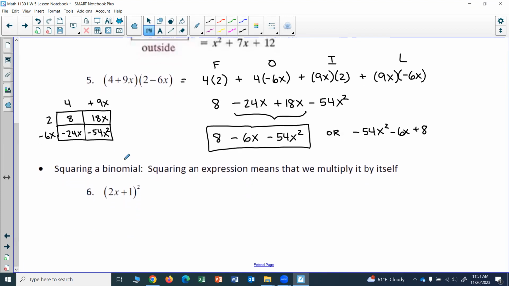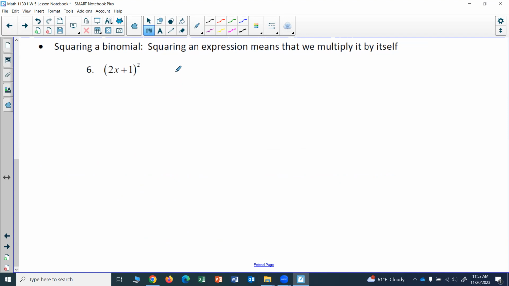All right, the last thing to know when you're dealing with multiplication of polynomials is squaring a binomial means that you multiply it by itself. Squaring anything means that you multiply it by itself. So if you have 2x plus 1 quantity squared, that's the same as 2x plus 1 times 2x plus 1. Now you can choose your favorite method, FOIL or box method, and go ahead and solve it.